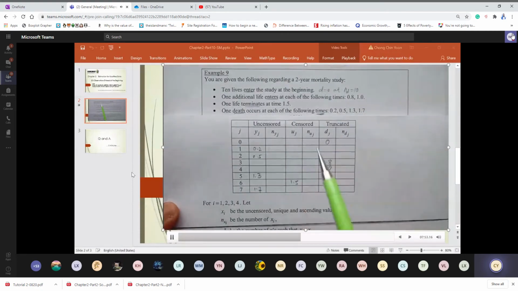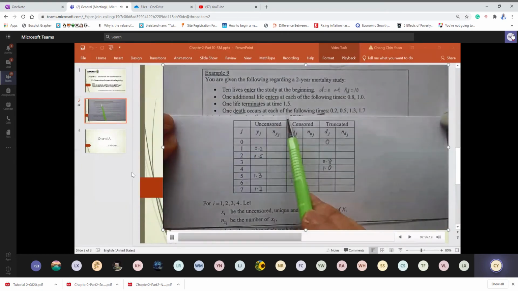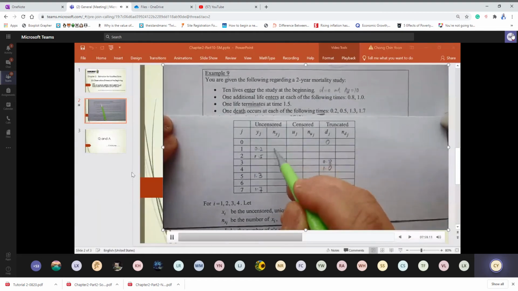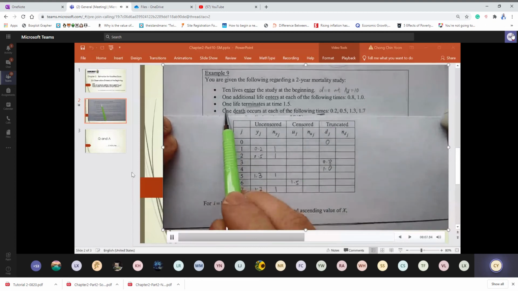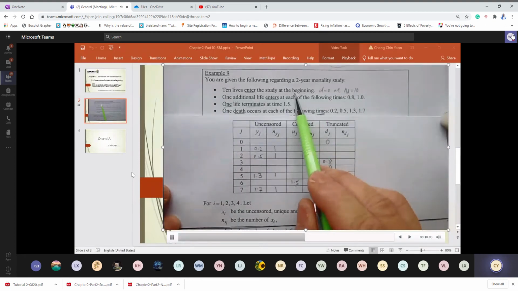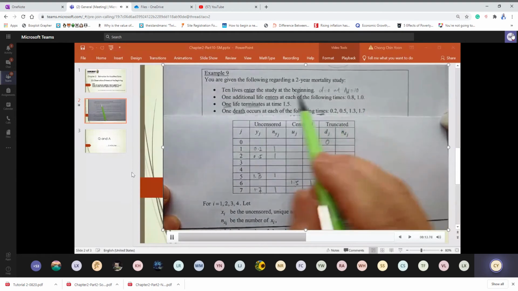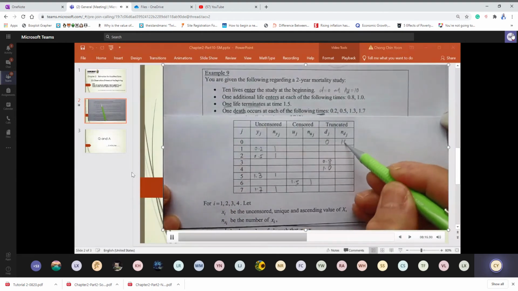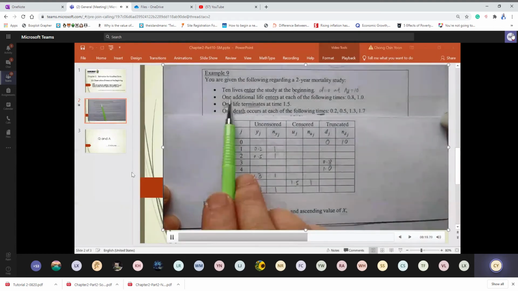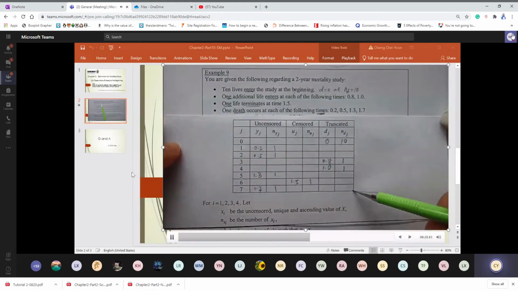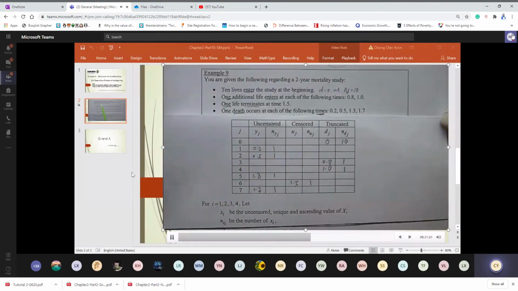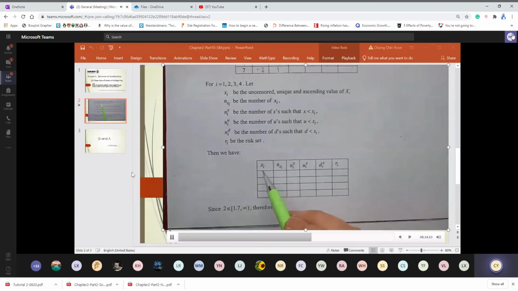According to the question, a death occurs at each of the following times. That means the number of observations of each death value is 1. And for the censored value, there's only 1. At the beginning, when d is 0, we have a frequency of 10. We have 10 times. And the rest of the truncation values are 1 for each. So we have completed the table, and now we can proceed to the next step.